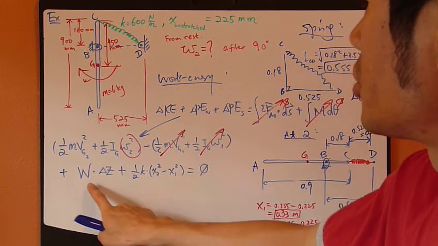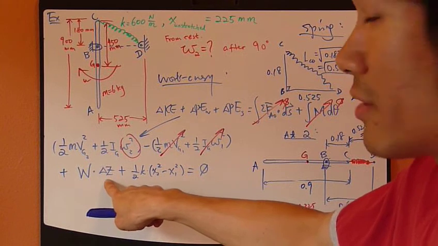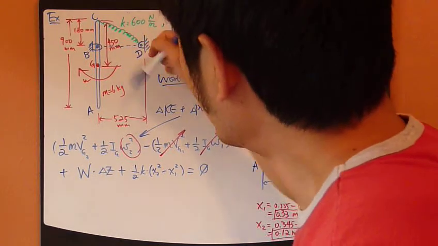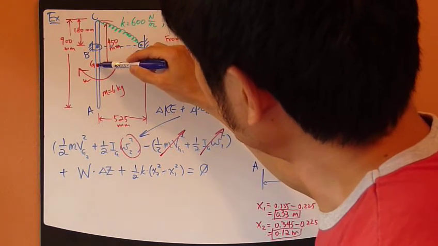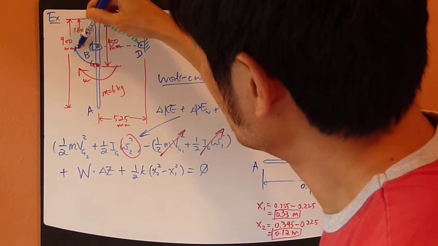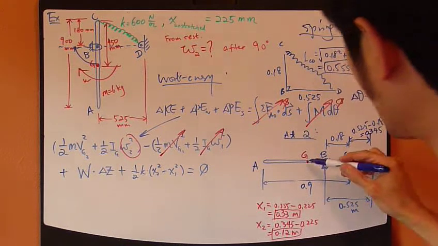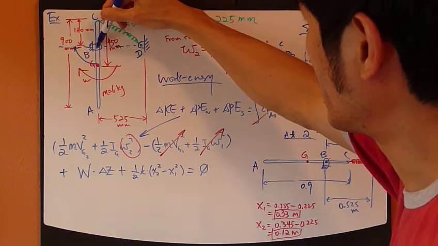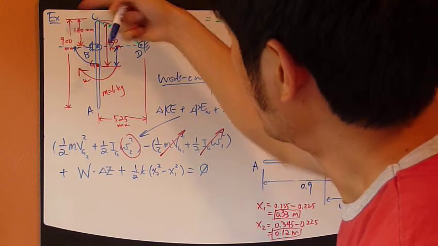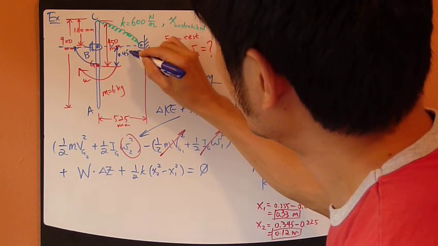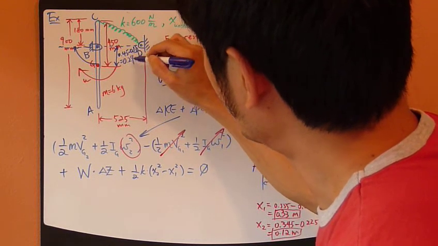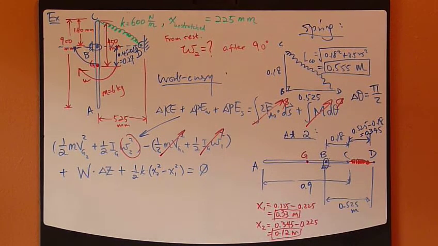Second term, change of potential energy due to weight, which is weight times delta z. Okay, the change of height. The change of height is this right here: point G initially, and then finally point G will move to this position, which is the same height as point B. So the change of height is 0.45 minus 0.18, which is 0.27 meters. Okay, so that's your change of height.